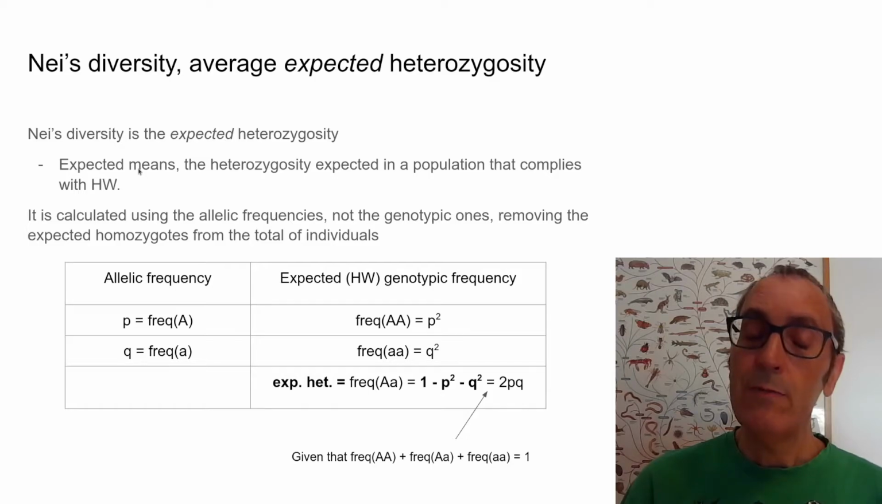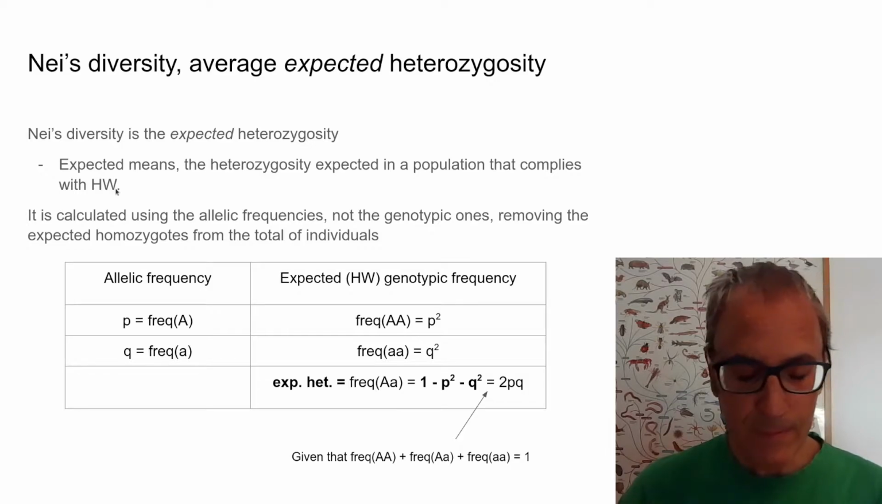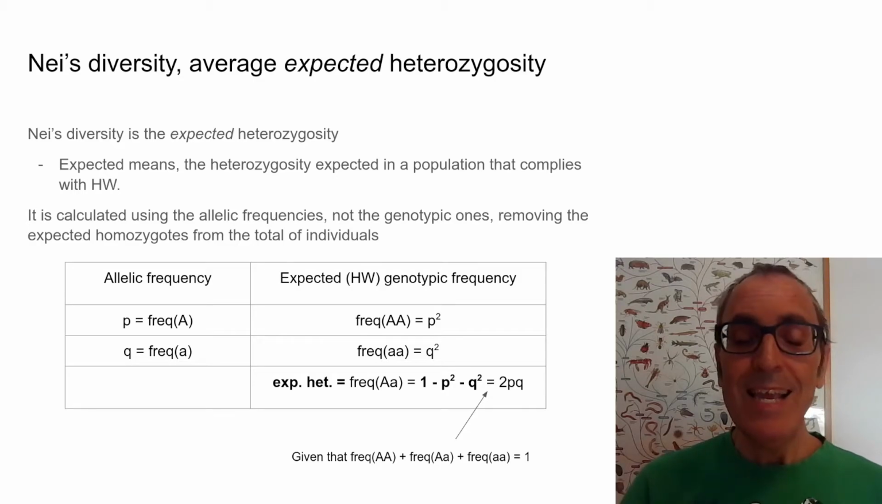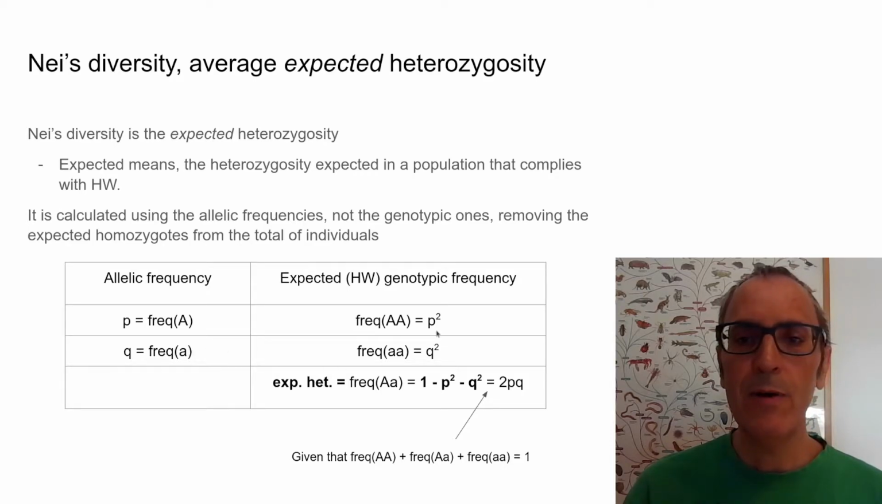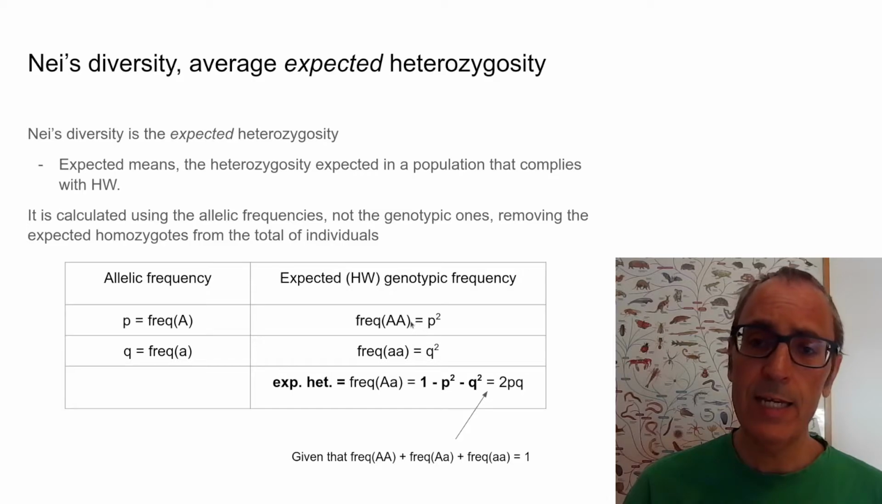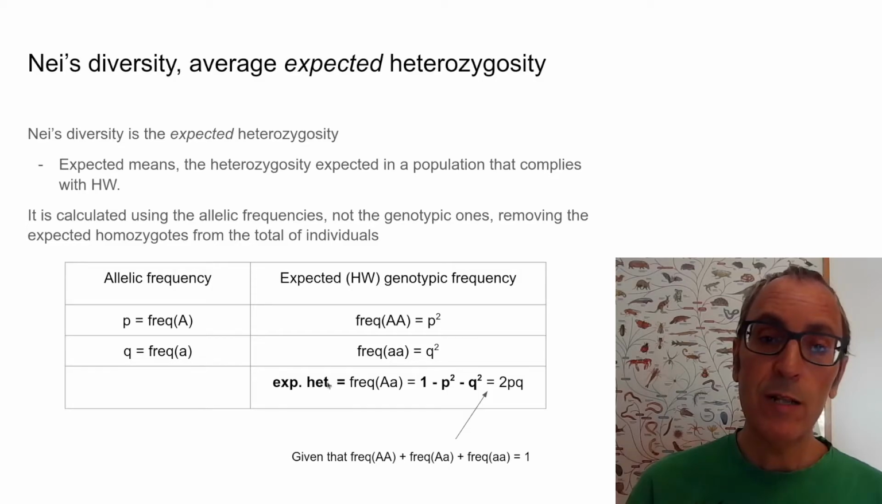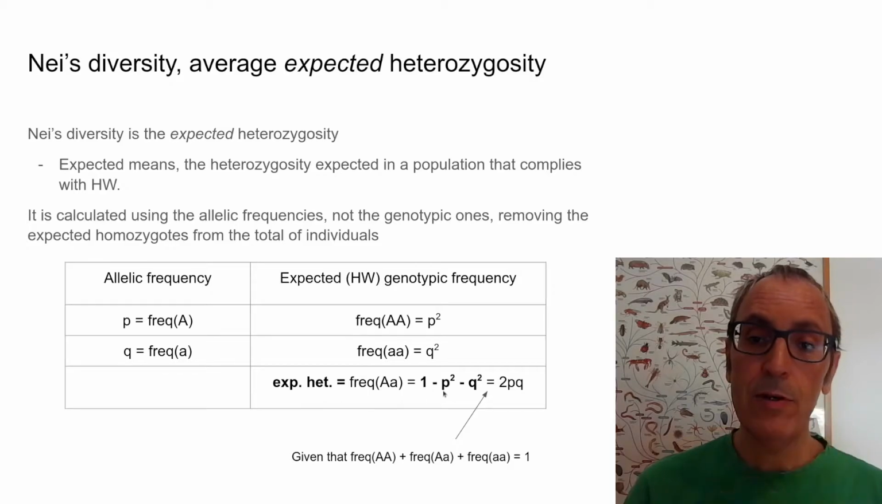So if we have an ideal population that is in the Hardy-Weinberg case, for instance, and one of those conditions is that there's no inbreeding, then in that ideal population, given the allelic frequencies, we could calculate the number of homozygous individuals and heterozygous individuals that we expect. So we can have an indication of how many heterozygous individuals we expect.